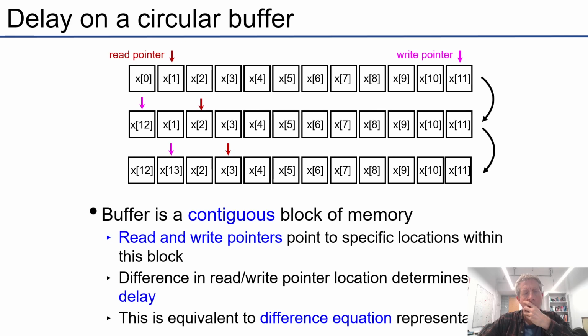So this is basically a direct implementation of delay as it appeared in the very first slide. You are always wrapping around, and so if you want the sample 10 samples ago, you just read that old sample.